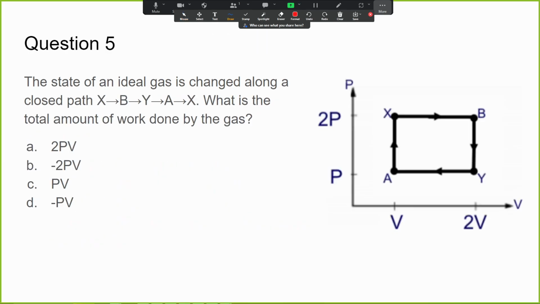We have a new diagram here, so the state of an ideal gas is changed along this closed path. It's the diagram we used before, so it's the diagram we're going back to. And what is the total amount of work that is done by the gas? So this is different from what we asked before. What we asked before was the work that is done on the gas.